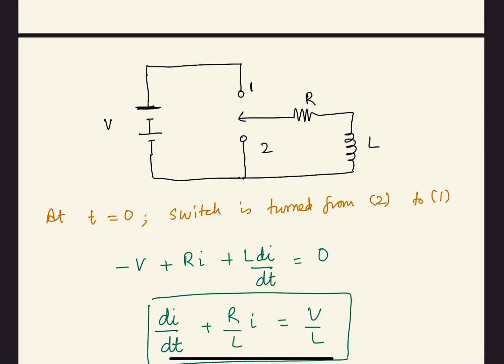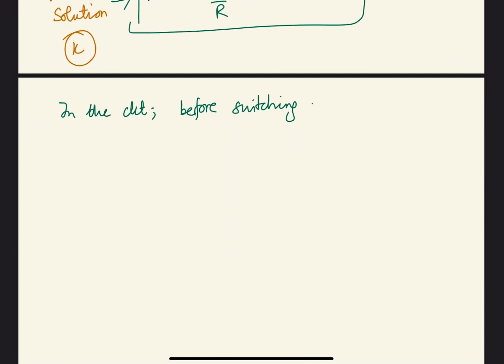So at the instant of switching, if you recall our discussions about inductors, you should all remember that before switching and after switching, the current in an inductor instantaneously does not change. So before switching action, the current in the circuit is zero.